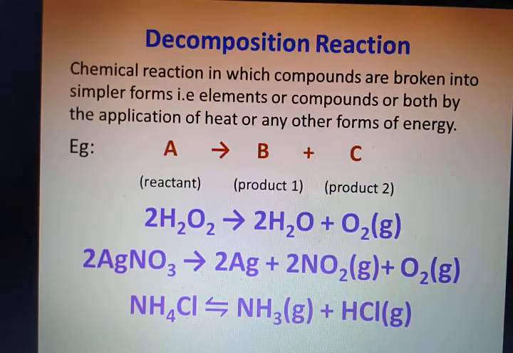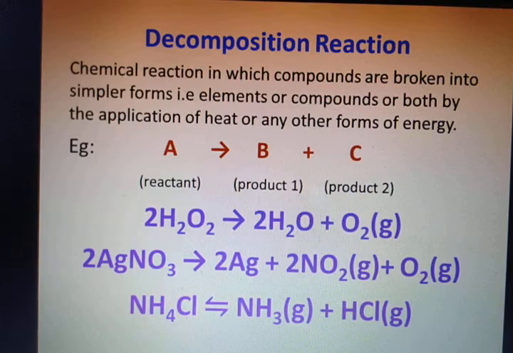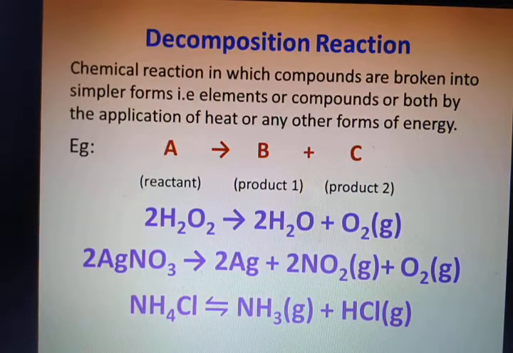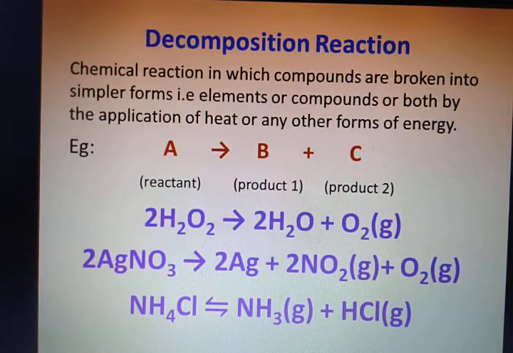If we heat silver nitrate, then we will get silver plus nitrogen dioxide plus oxygen. In the previous example I showed B plus C; if you write B plus C plus D, it is also not an issue. So silver nitrate breaks down into silver plus nitrogen dioxide plus oxygen. So three products from one substance. This is decomposition, or we can also call it thermal decomposition.